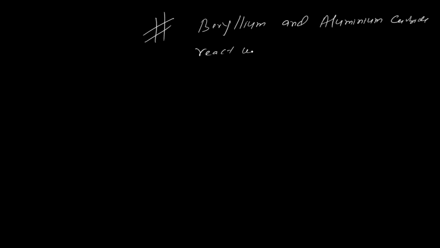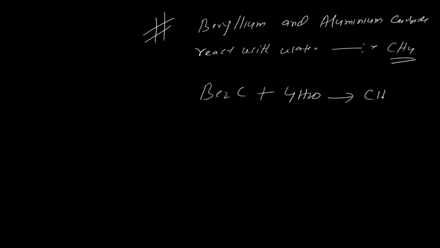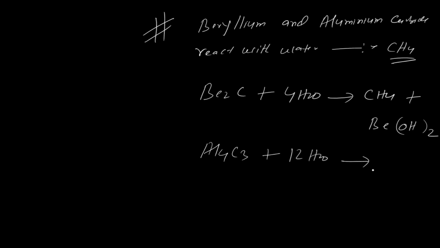reacts with water, it forms methane. This is a method of preparation for methane only. Beryllium carbide will react with H2O and form CH4, with beryllium hydroxide as a byproduct. Again, if you take aluminum carbide, Al4C3, it will get hydrolyzed with water and give you methane, with aluminum hydroxide as a byproduct.